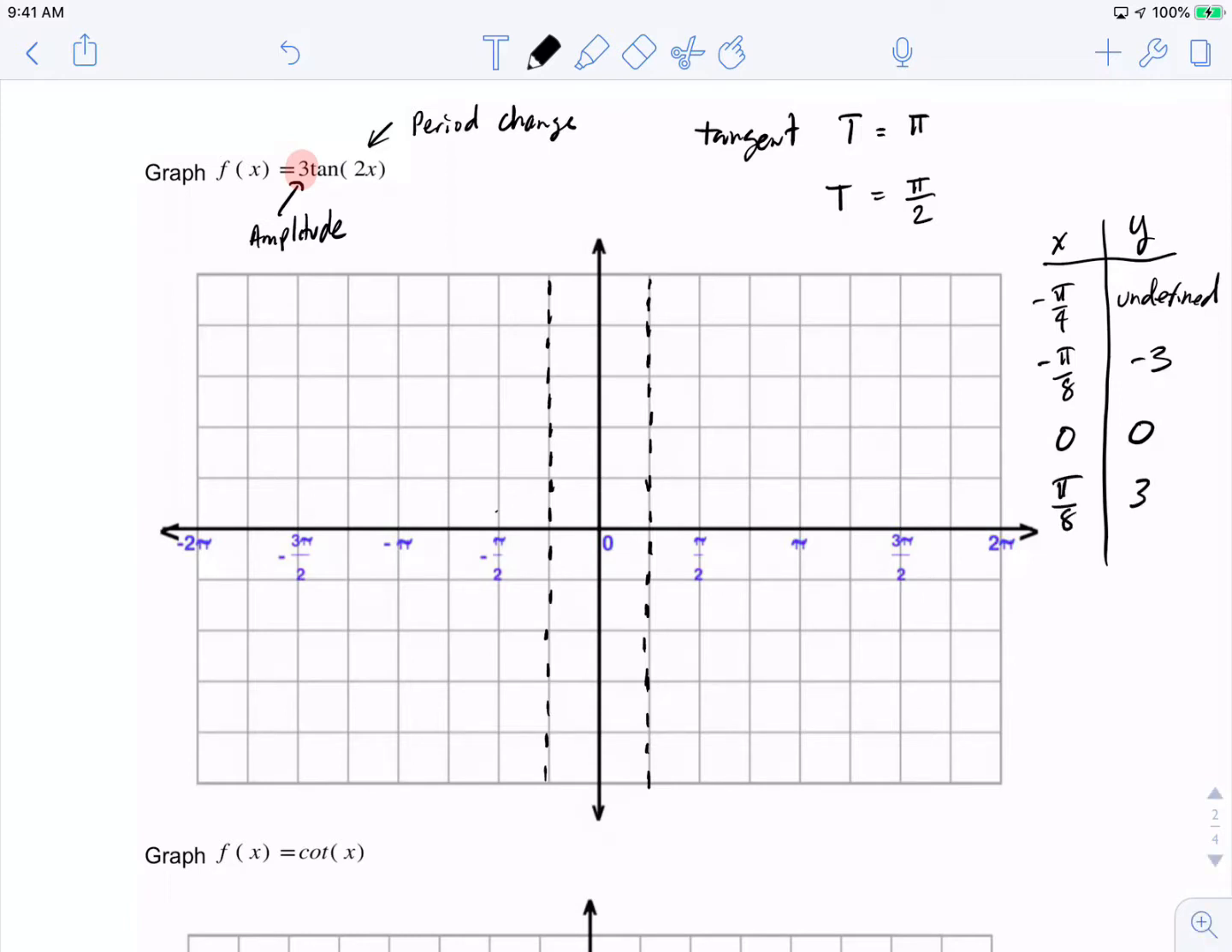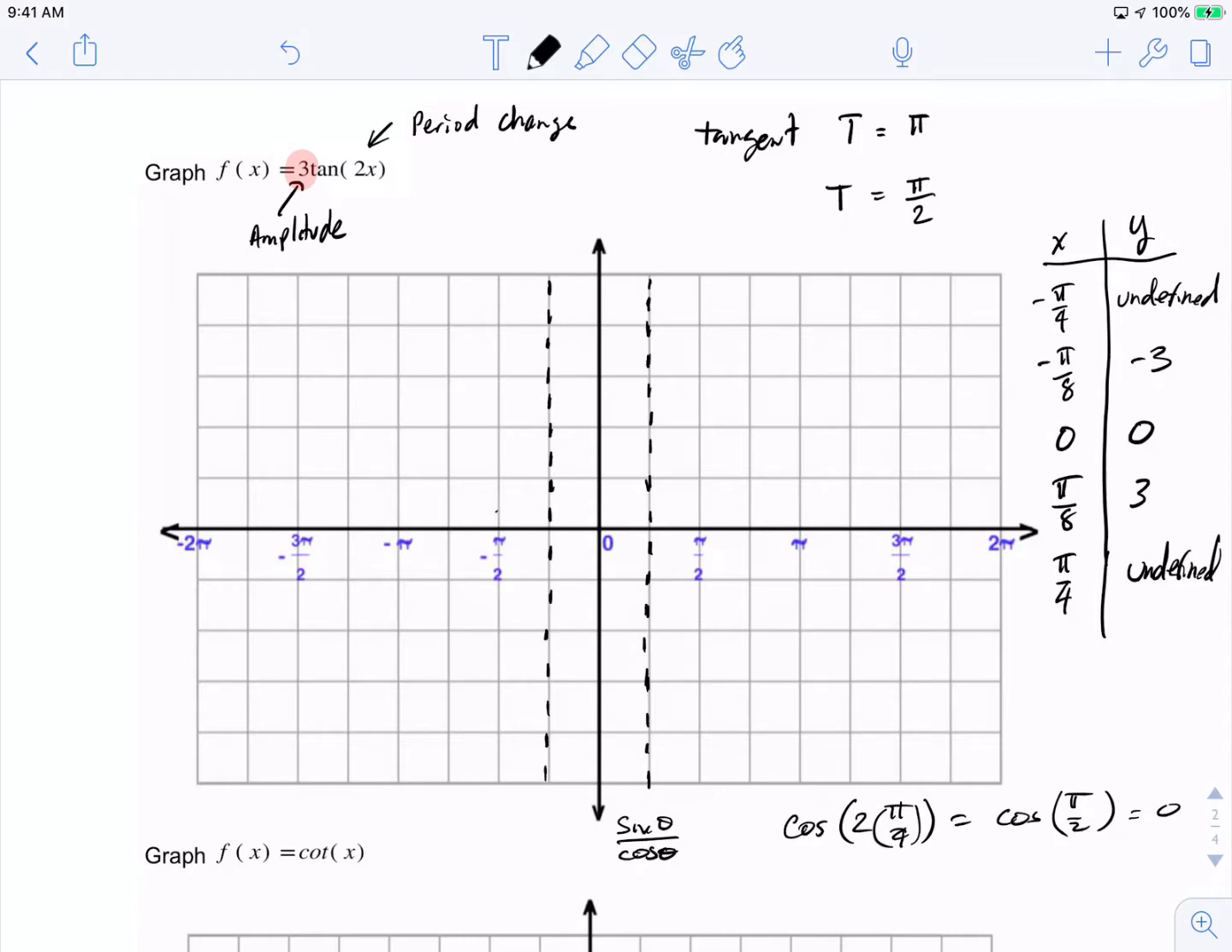Pi over 8 will just be 3. And then pi over 4 positive is going to also end up being that undefined value. And again, that's because cosine of pi over 2, and I'll just show the math so you can see. Cosine of 2 times pi over 4 ends up being cosine of pi over 2. And if you look at the unit circle, that value is 0. And so tangent, again, is sine theta over cosine theta. And if cosine is 0, that gives us that vertical asymptote.